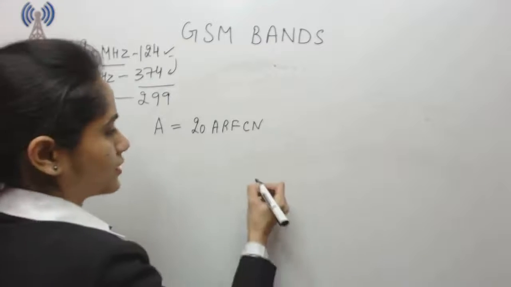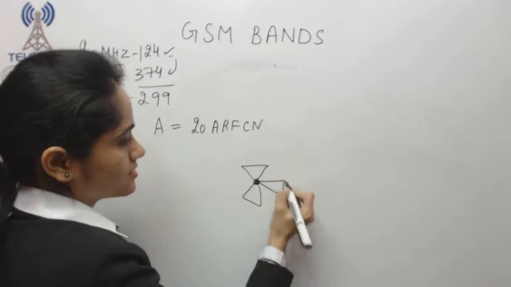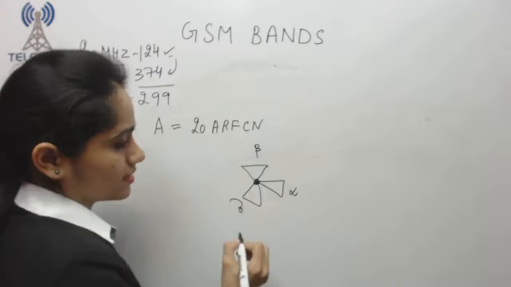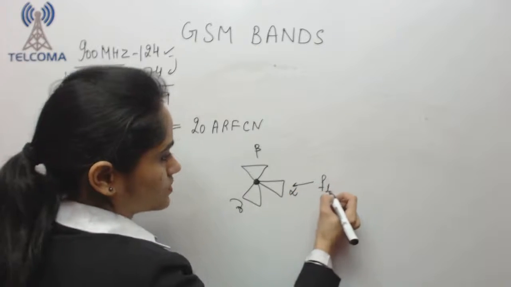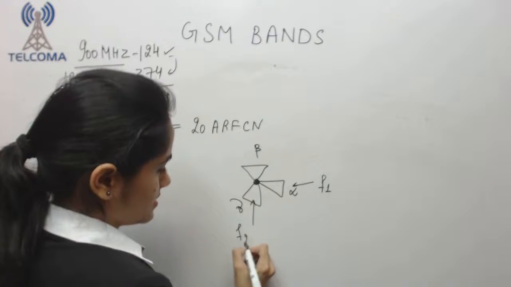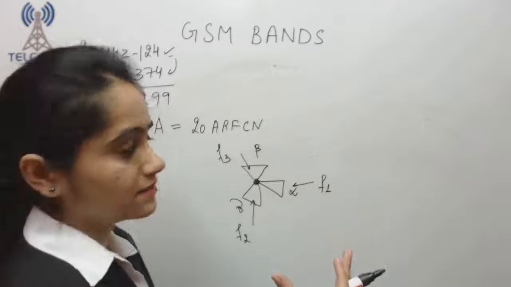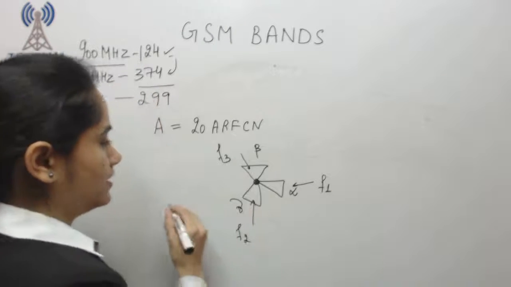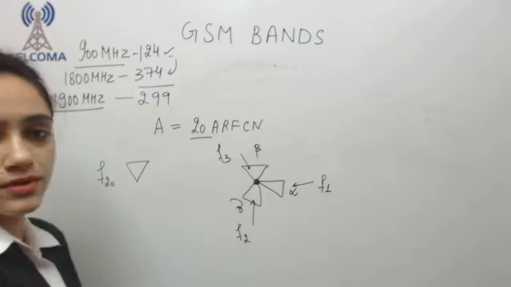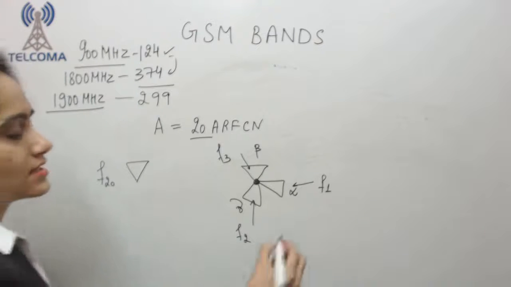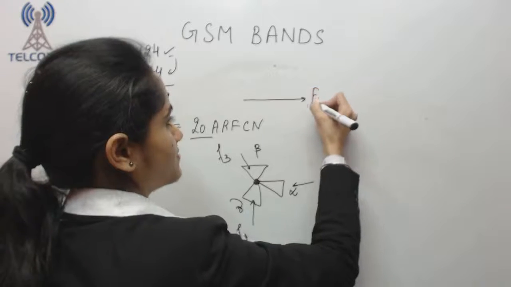Now as per the cell, for example we have a cell. So this cell is divided into 3 sectors, alpha, beta and gamma. So frequency is required by this also, frequency is required by this, and similarly by this also. So if I have ARFCN, it will be over till F20, because I have a total number of only 20 ARFCN.